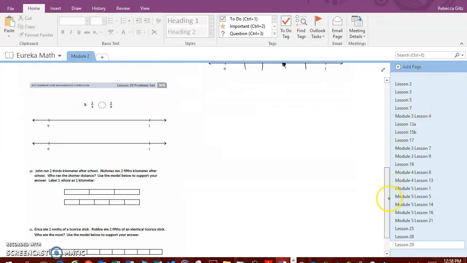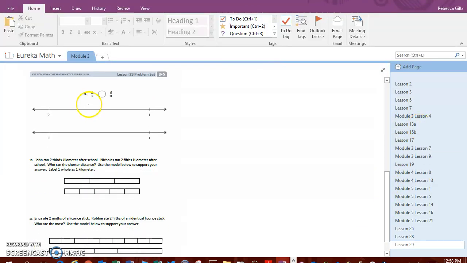Let's do number 9. Same idea. You've got 2/6, so I'm going to go halfway between, and then I'm going to make each one of those into thirds. And this one is 2/8, so halfway between is here. And I'm going to go half and half. Now I've got 4ths, now I need to go 8ths, so I'm going to break all those in half. So 2/6 is right here. And 2/8ths is right here.